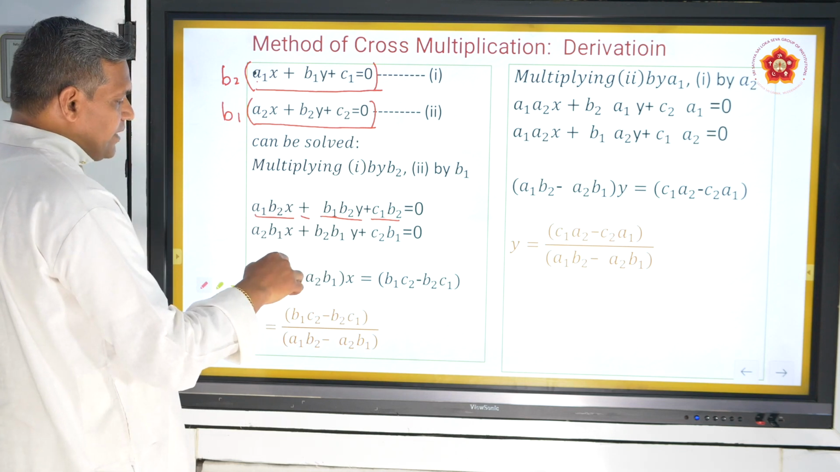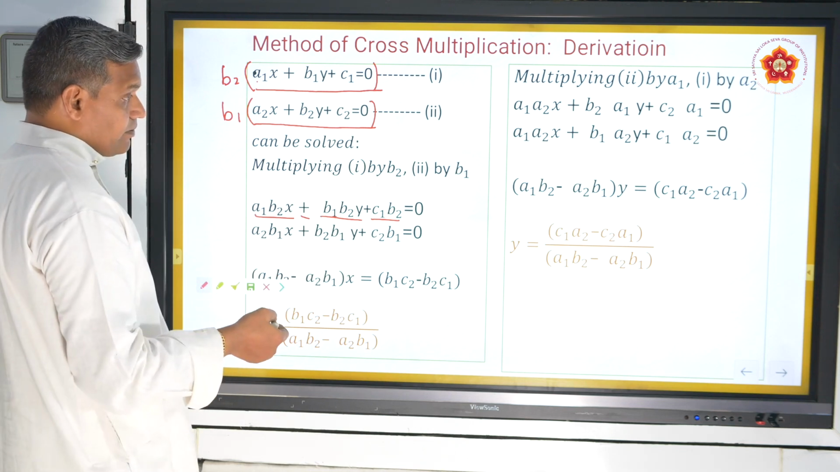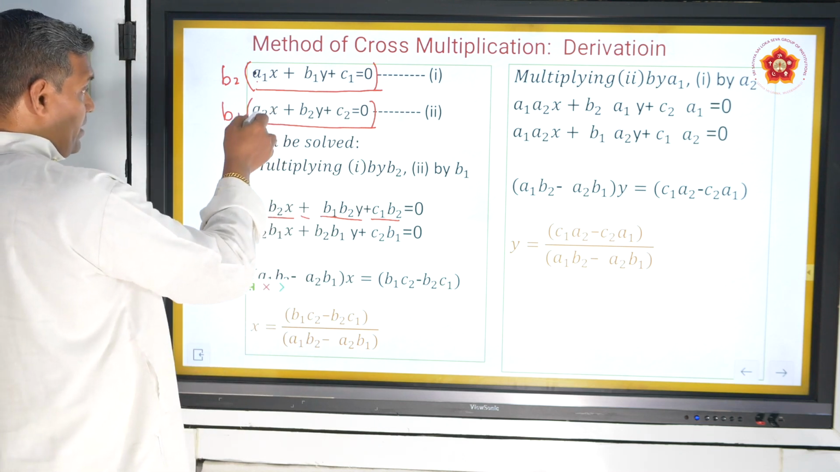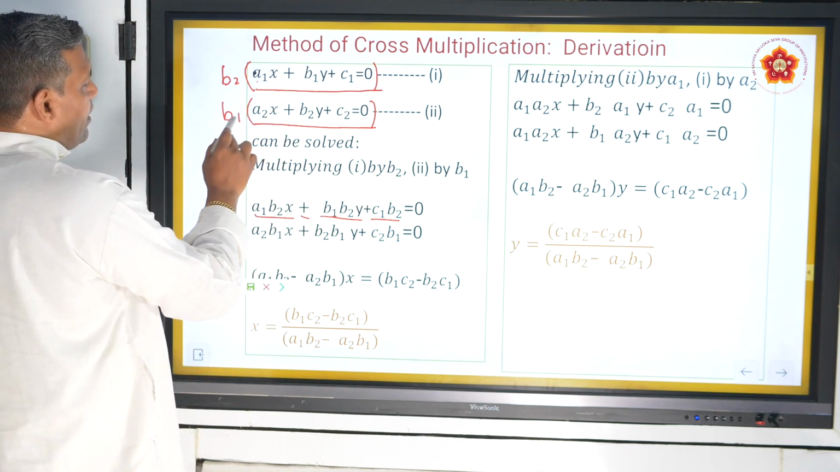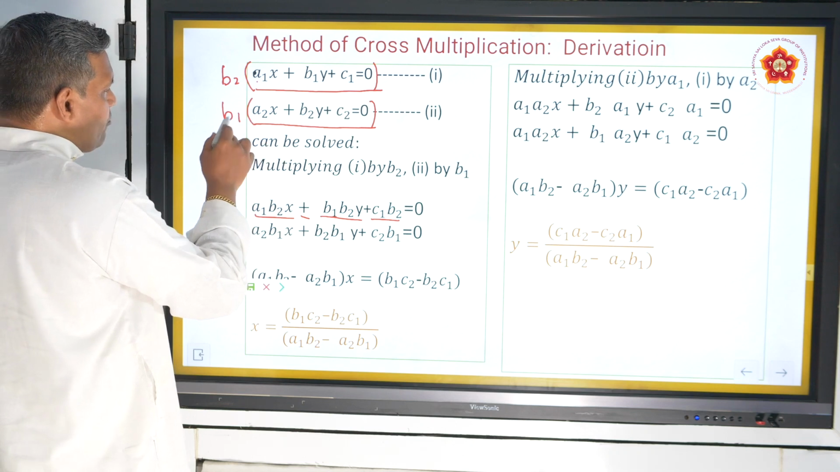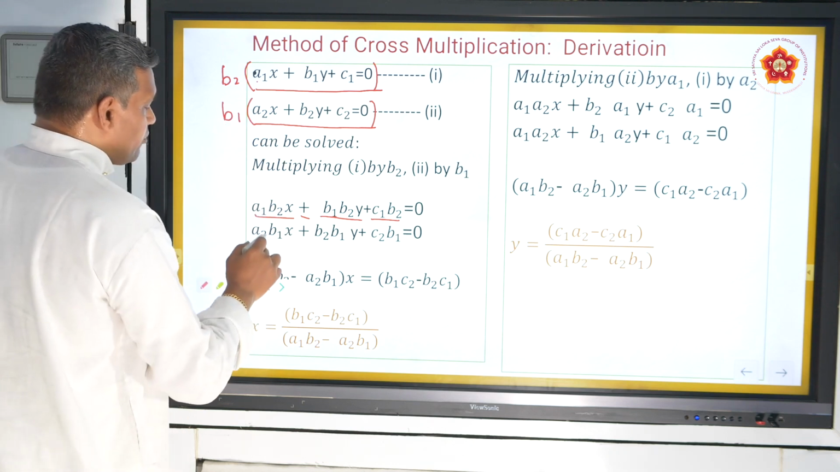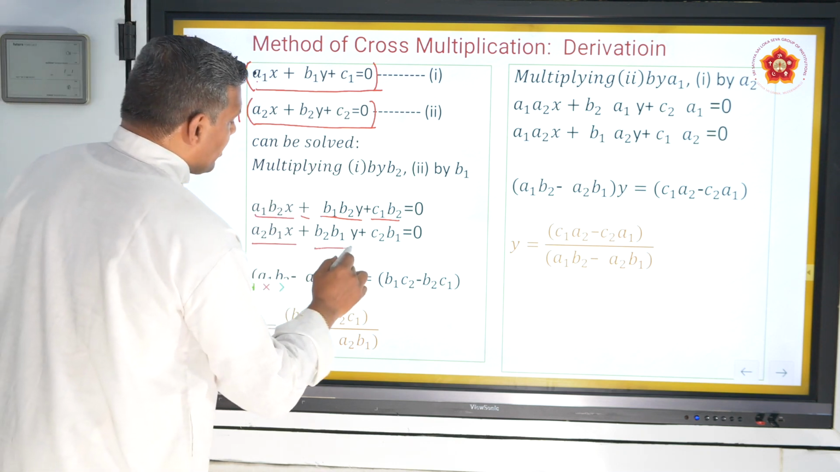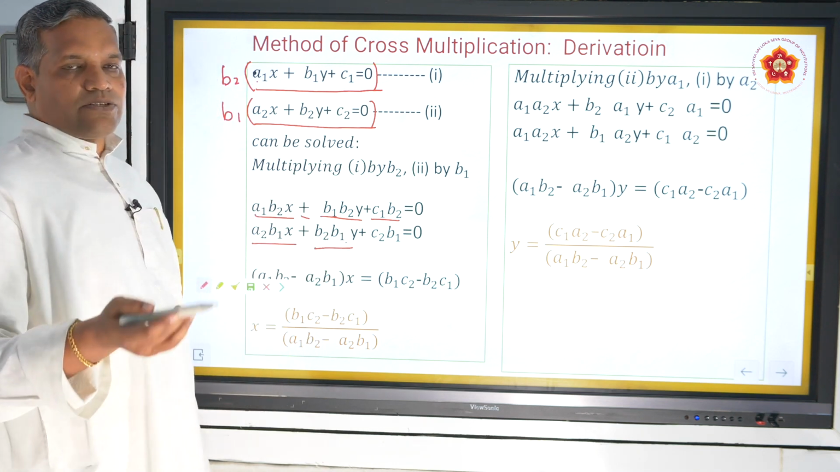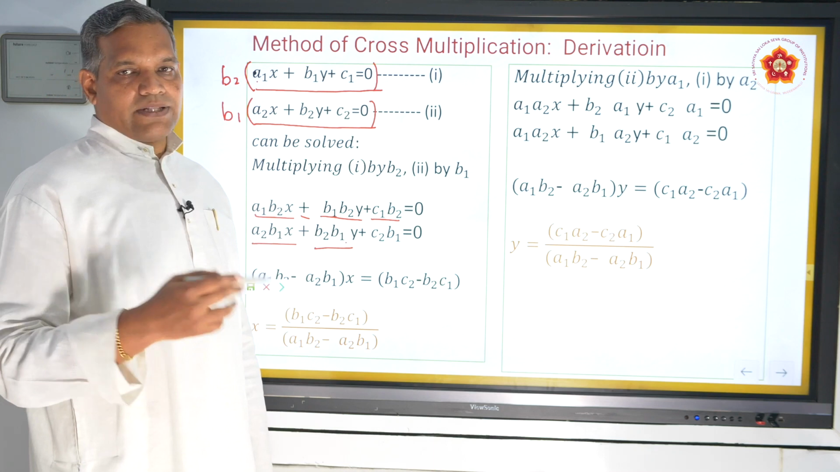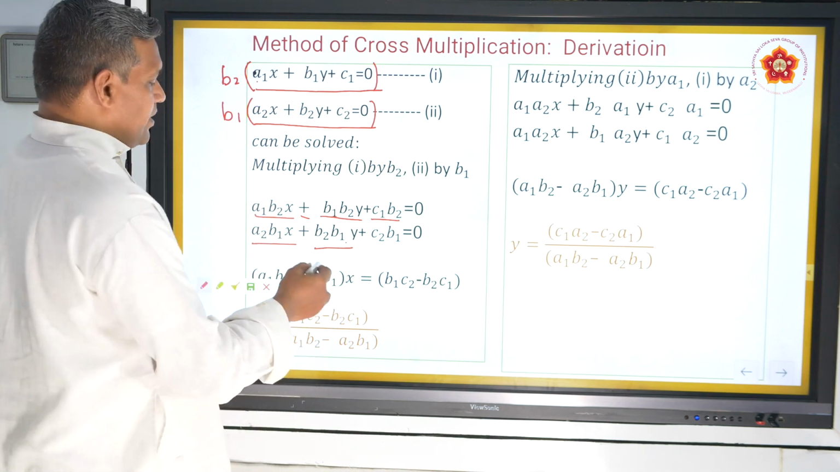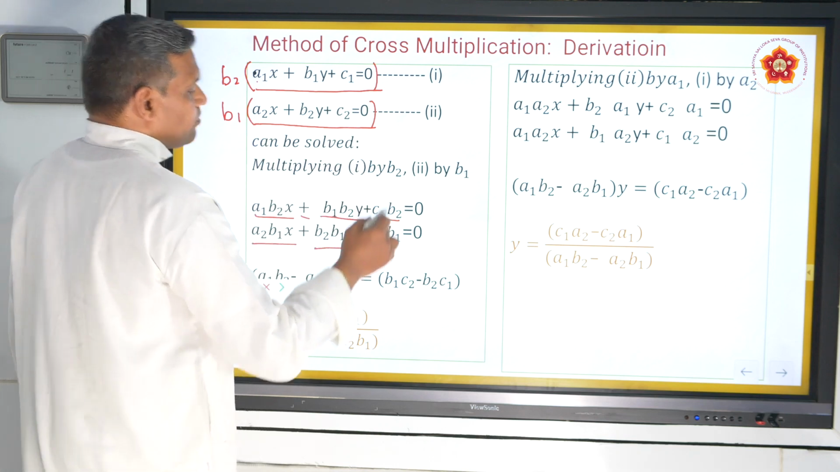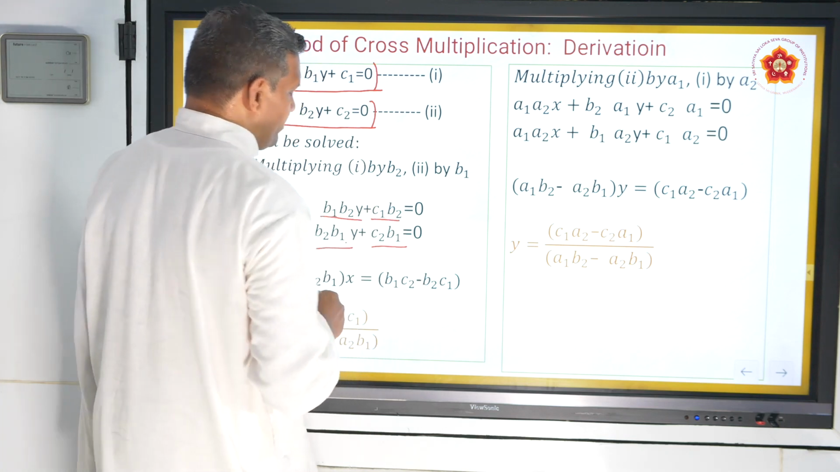Now, after doing that, what else am I trying to do? I am multiplying the second equation by b1. When I multiply, a2 multiplies with b1, a2 b1x, and then b1 b2y or b2 b1y. 3 2s are 6 or 2 3s are 6, we can multiply in any order, you know it. So then b1 b2y or b2 b1y plus b1 c2 or c2 b1.